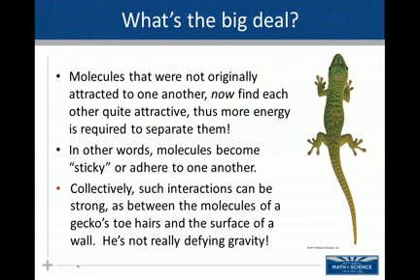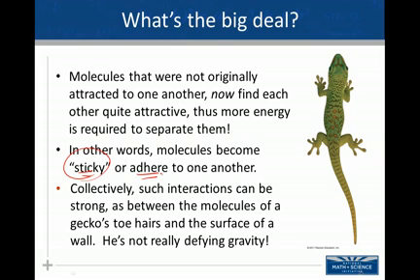So what's the big deal? Well, molecules that were not originally attracted to one another now find each other quite attractive. Thus, more energy is required to separate them, like I just said. In other words, molecules become "sticky." Note the quotes. I'd rather you not write it unless you're going to write it in quotes. They adhere to one another. Sticky, baby word. Adhere, big people word.